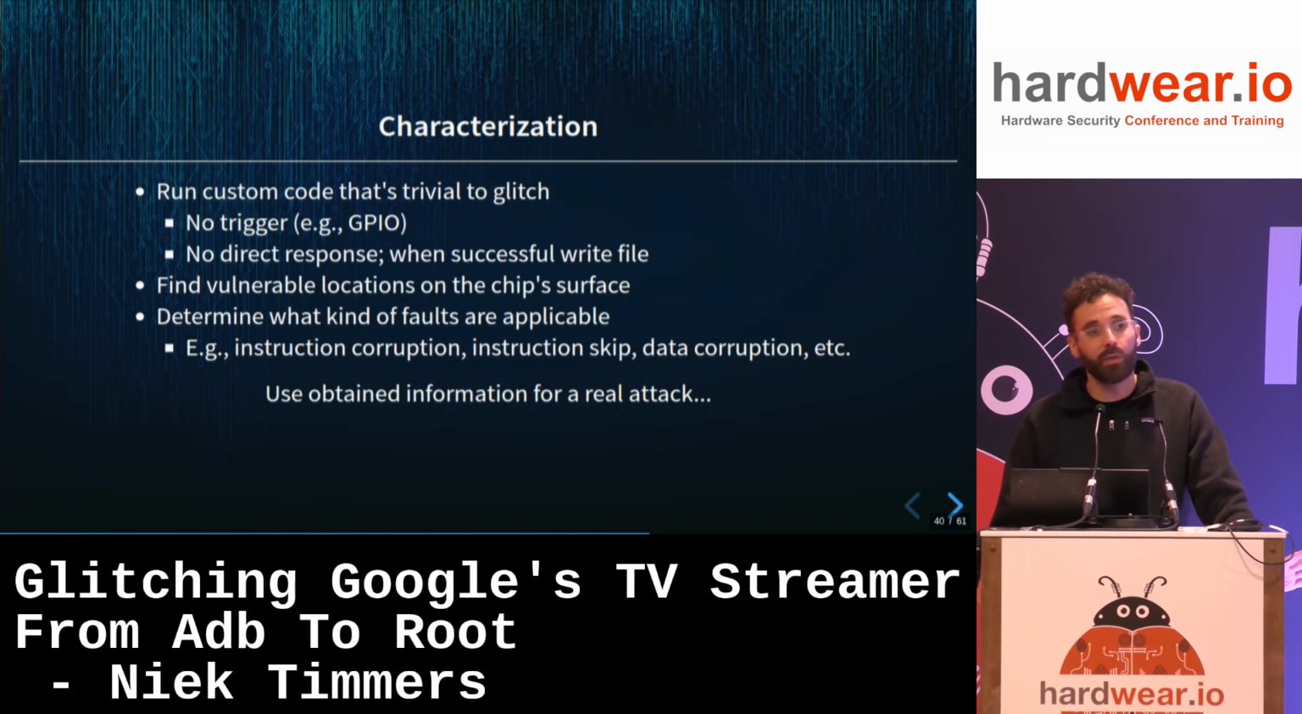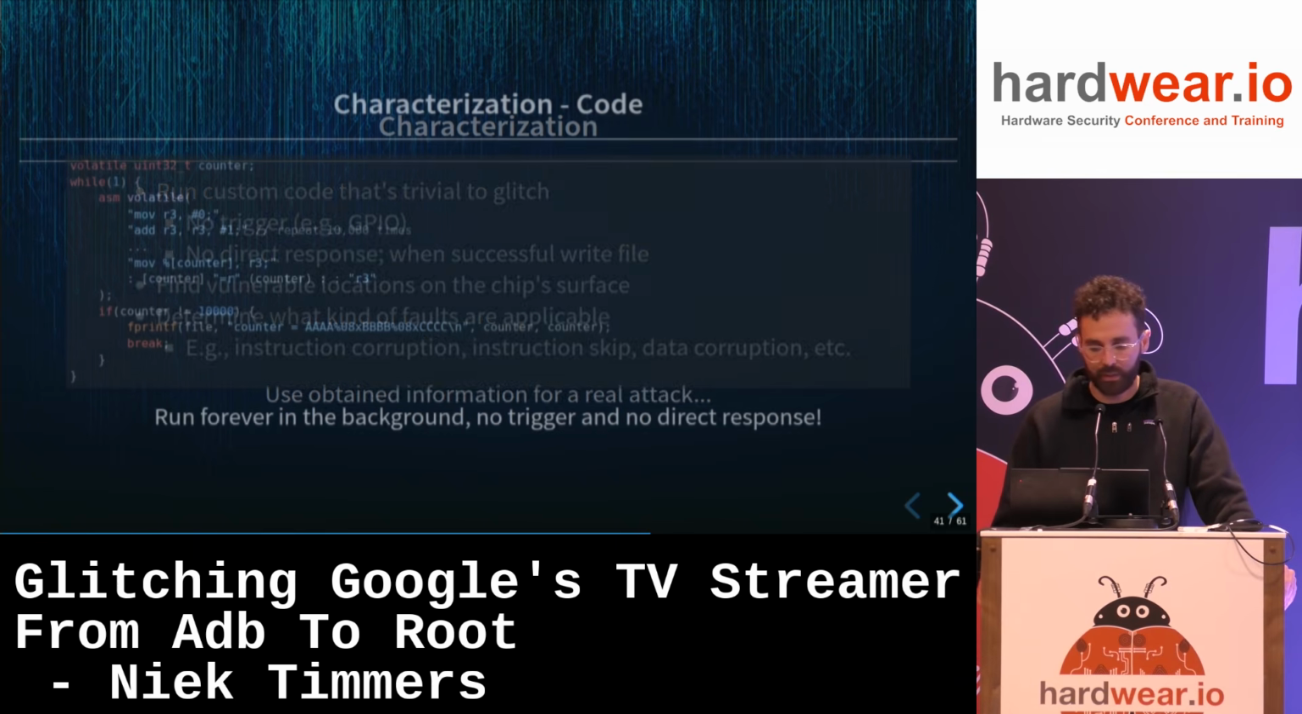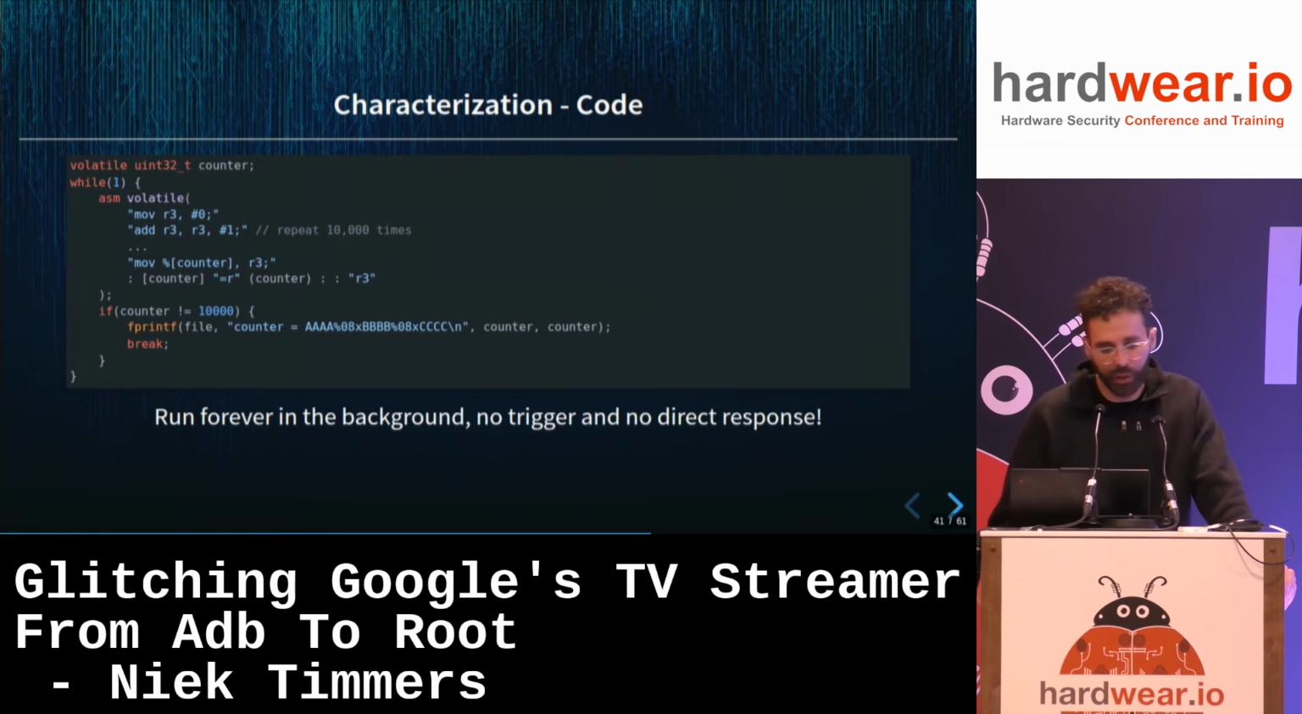And then the idea is, from this characterization phase, we use the information that we obtained for an actual attack. So this is the code itself. Please note that this is running in user space in a while loop, so this is constantly executing, and we run this in the background. It is just using an add instruction to increase a counter from 0 to 10,000, 2710 in hexadecimal value, and then this counter value is not being sent back to us.